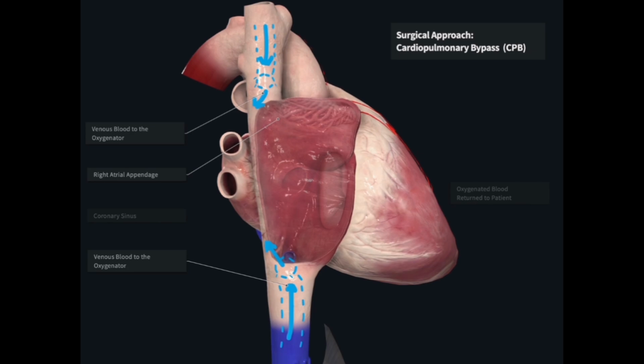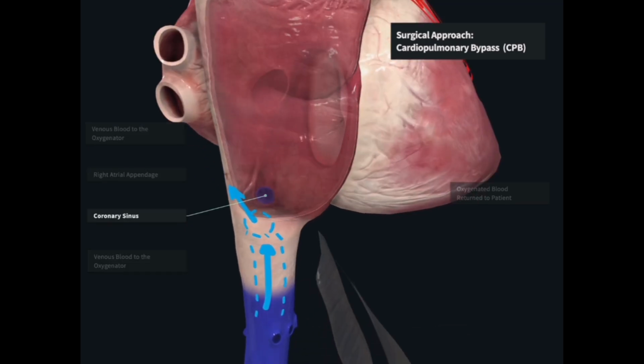Alternatively, the superior vena cava and the inferior vena cava can be separately cannulated through the right atrium. Such bicaval cannulation is used when it is necessary to enter the right atrium to perform the surgical procedure, i.e. a tricuspid valve operation.